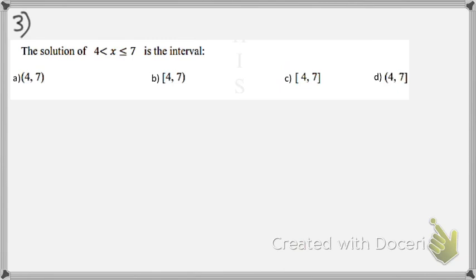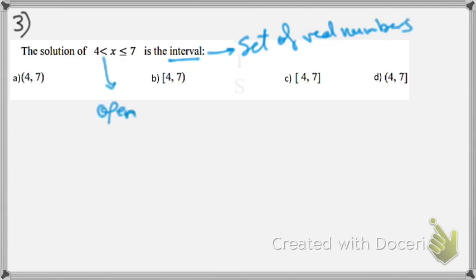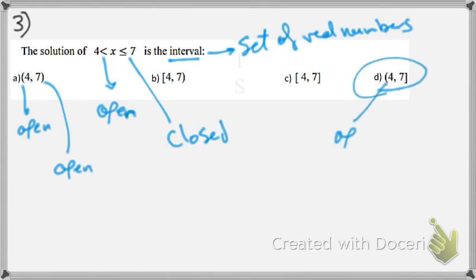Question 3. The solution of x greater than 4 and smaller than or equal to 7 is in the interval. The meaning of interval is that the answer belongs to the set of real numbers. So the answer should contain all the numbers between 4 and 7. Notice that this sign means that the bracket is open, but this sign means that the bracket is closed, as it's smaller than or equal. In option A, the bracket is open at 4 and open at 7. It means that it doesn't contain 4 and 7. But if we notice the answer at D, we'll find that it's open at 4. It means it doesn't contain 4, but it contains the value of 7. So the answer is D.